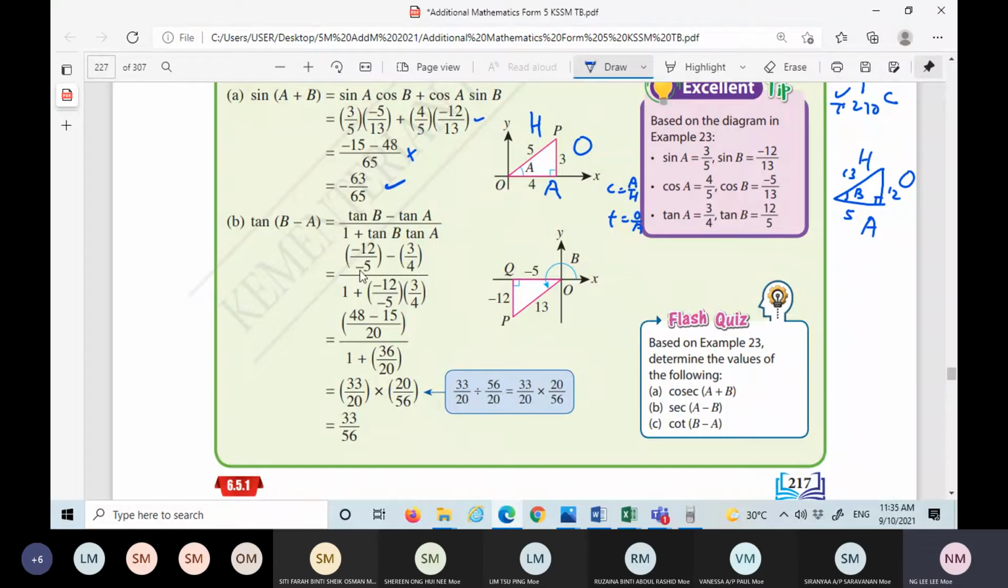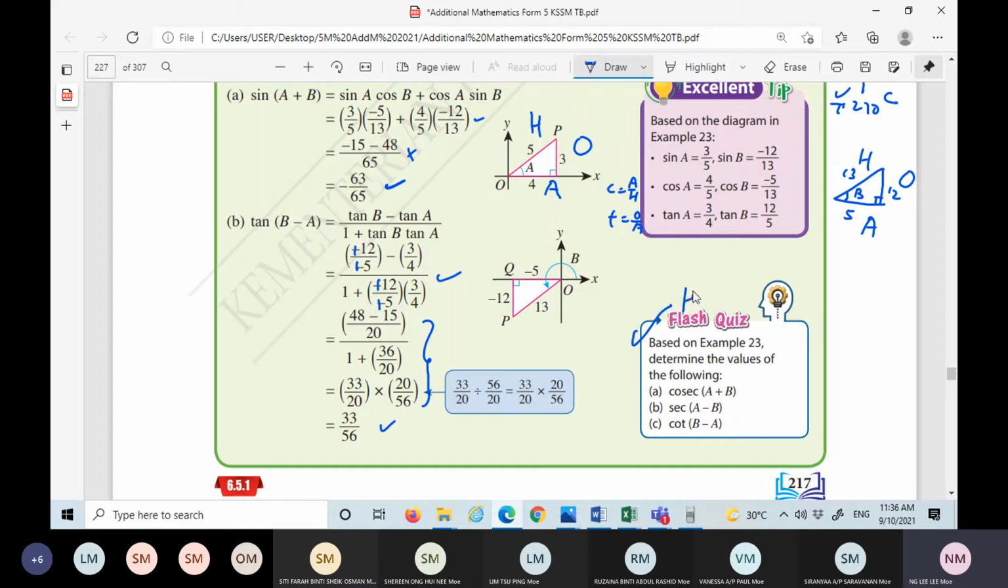Easier. For this, same thing, you use a formula, tangent B minus tangent A over 1 plus tangent B tangent A. Put in tangent B and tangent A. You can even straight away put 12 over 5. After that, you get this already. All this no need to show, just press the calculator to give the final answer.